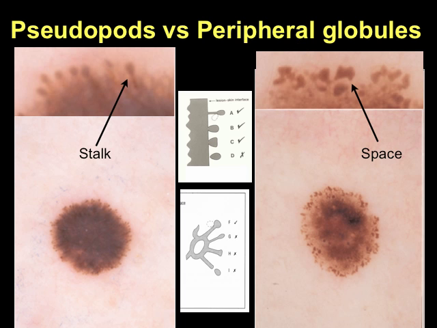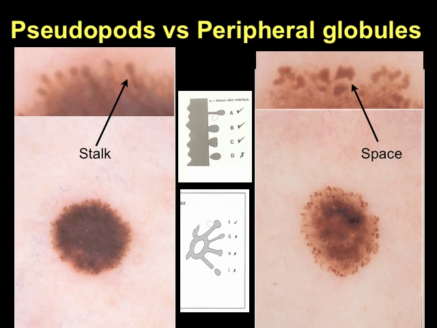It is important to differentiate pseudopods from peripheral globules. The bulbous end of a pseudopod is connected to the main tumor mass via a stalk, as can be seen in the lesion on the left. In the schematic, the structures labeled G and H are not considered pseudopods since the width of the bulbous ending is not at least twice that of the stalk.